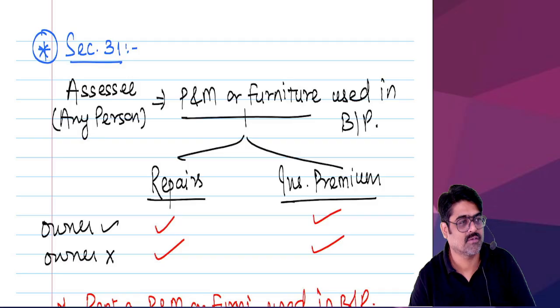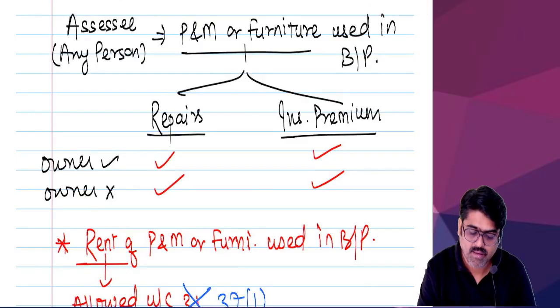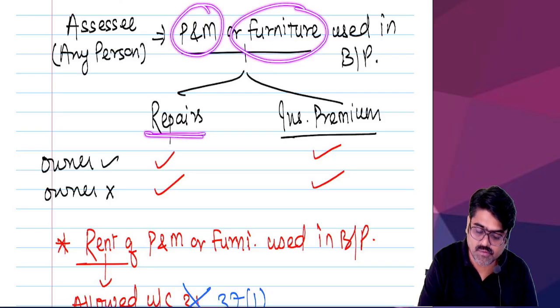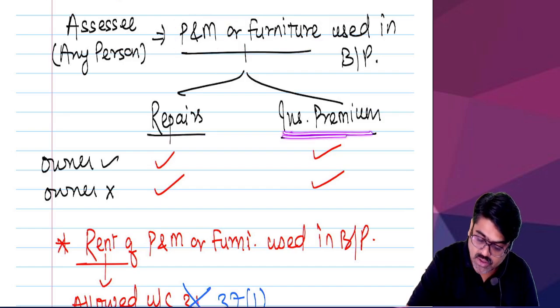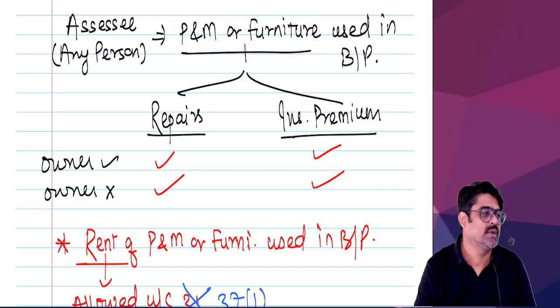Only 2 expenses can be claimed under section 31. And what are those 2 expenses? Check. Repairs of the plant and machinery and furniture. Cost of repairs will be allowed as a deduction. And any insurance premium of this plant and machinery or furniture will also be allowed as a deduction. Any other expense of this plant and machinery or furniture will be allowed or will not be allowed?